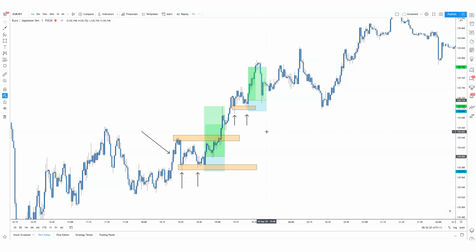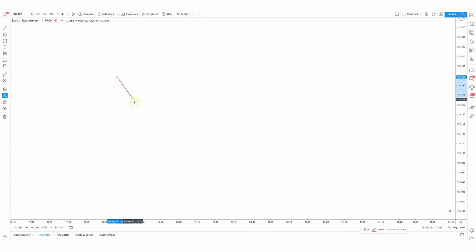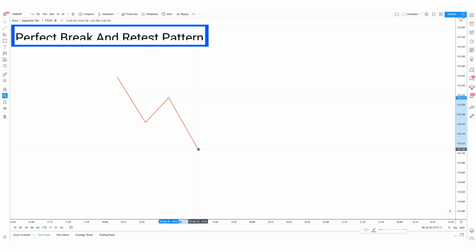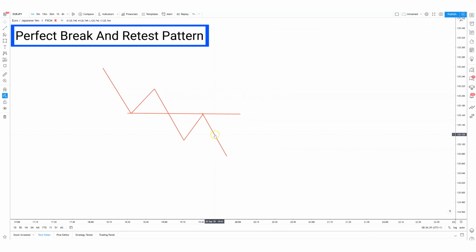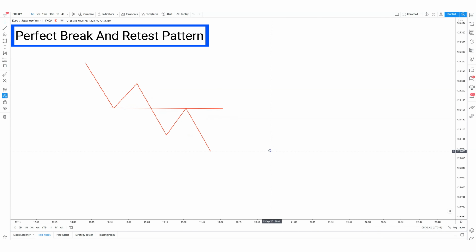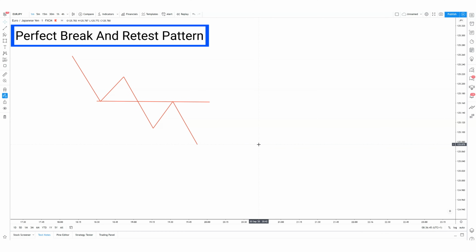Just to recap them for you, we have the perfect break and retest pattern where price comes back to a key level in the market, shows strong signs of rejection, bullish, bearish engulfing candles, indecisions, used with sell stops, buy stops, limits, or instant executions.